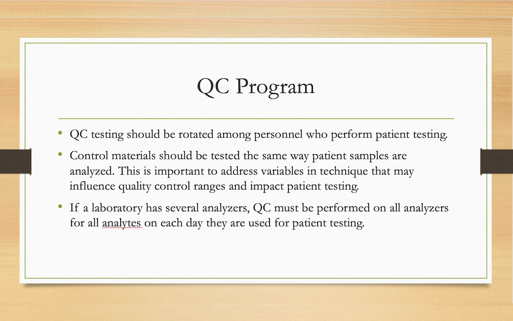Quality control testing should be rotated among personnel who perform patient testing. Control materials should be tested the same way patient samples are analyzed. This is important to address variables in technique that may influence quality control ranges and impact patient testing. If a laboratory has several analyzers, quality control must be performed on all analyzers for all analytes on each day they are used for patient testing.